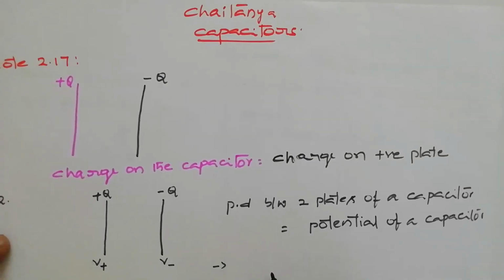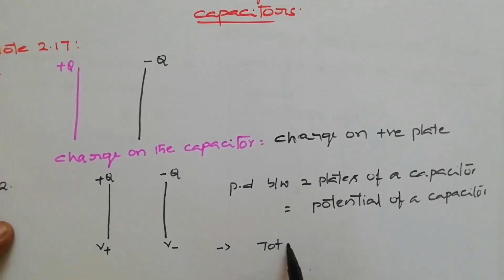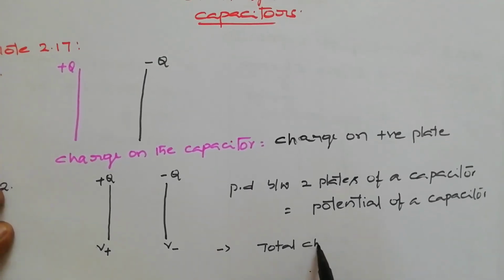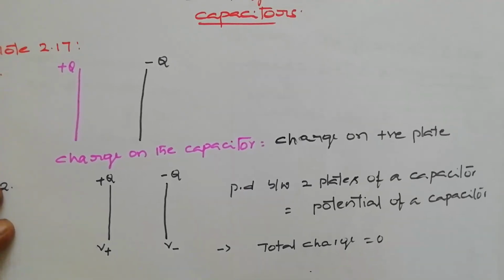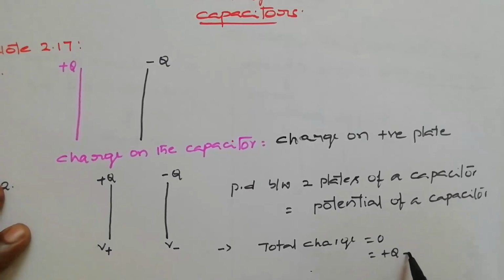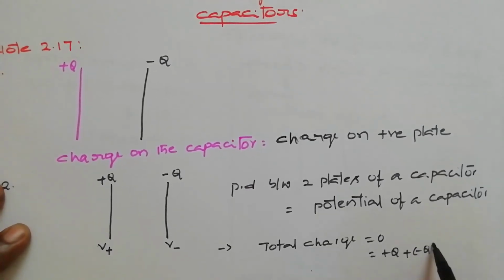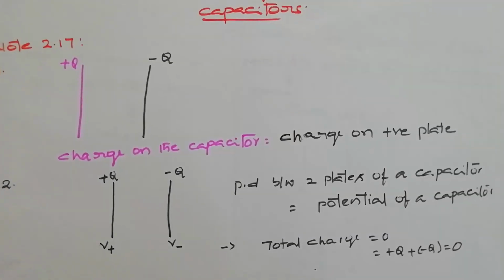What is the total charge of the capacitor? The total charge of the capacitor is equal to 0 because plus Q plus minus Q is equal to 0. So the total charge of the capacitor will be 0.